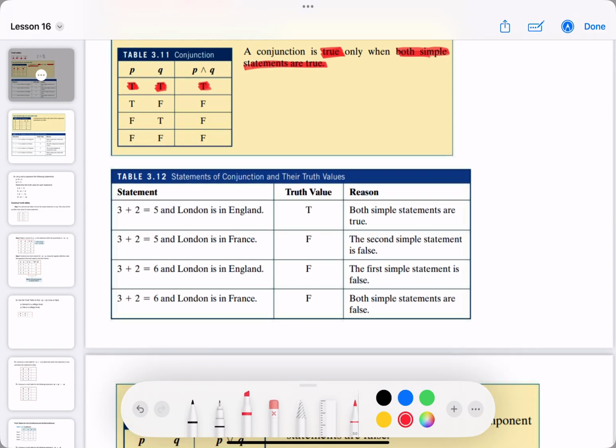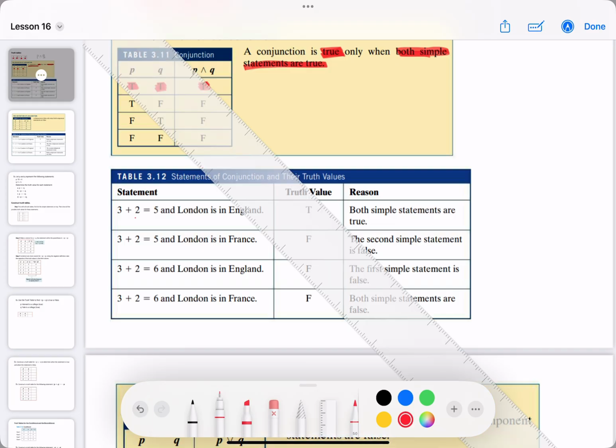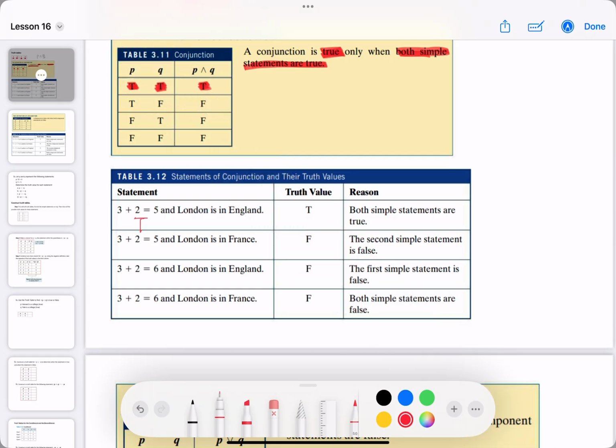The first example: 3 plus 2 equals 5. The first statement, let's say P, is true. And London is in England. Yes, it is also true. So this is a conjunction: true and true is true. Only when both statements are true is the conjunction true. So both simple statements are true.